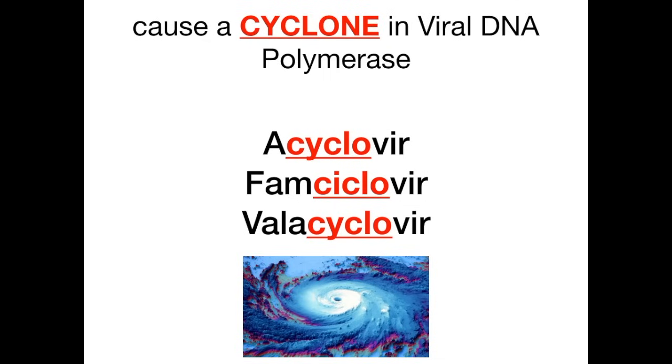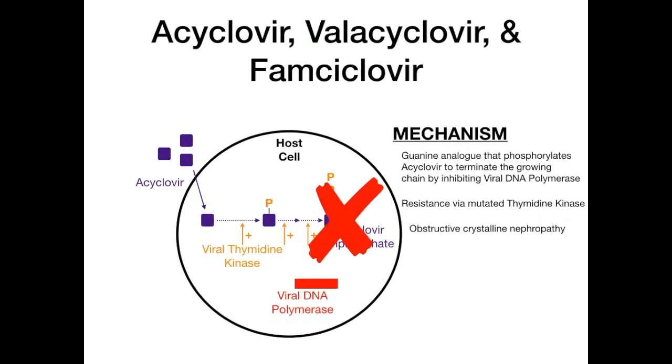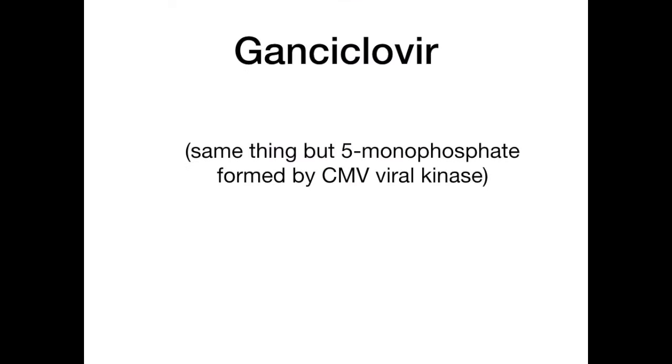Now, I mentioned at the start of this discussion there was one more drug that worked pretty similarly. And I'm just going to throw that in real quickly here. So you've got Ganciclovir. Basically, Ganciclovir is the same thing. It works the same way. It has all the same functionality, but it's just a monophosphate that's formed by the CMV viral kinase instead of, as you see on this slide, the viral thymidine kinase. So slightly different enzyme, slightly different base molecule structure to it, but works pretty similarly.